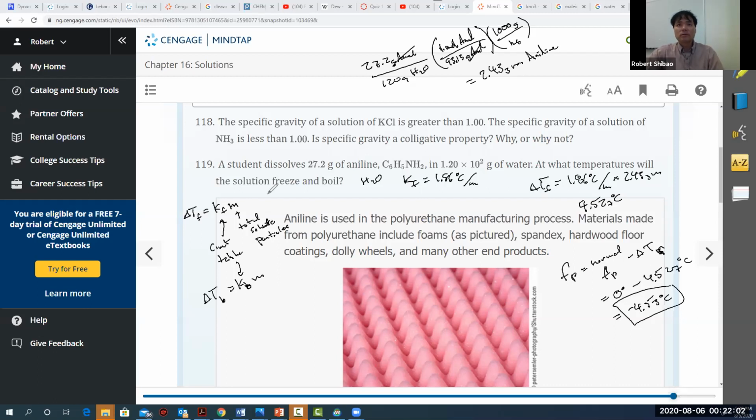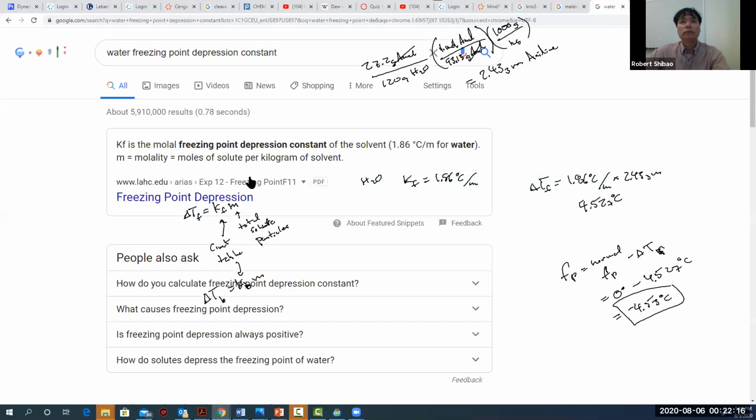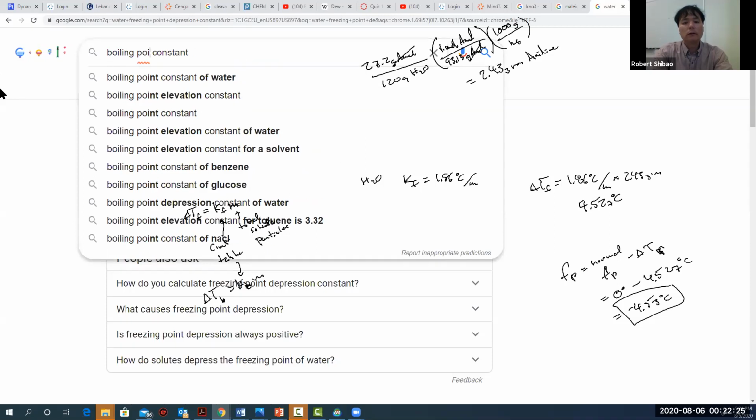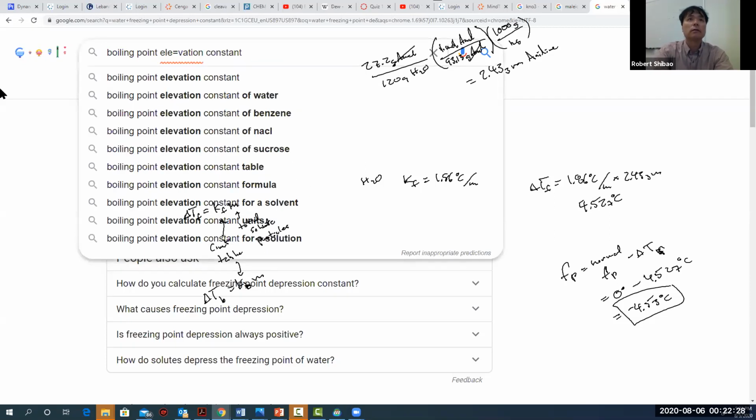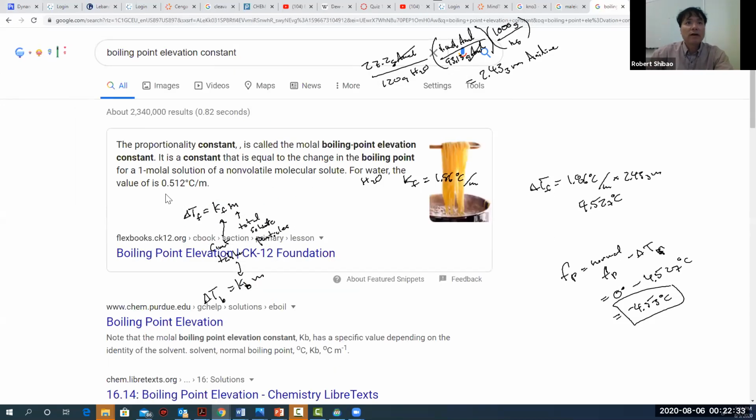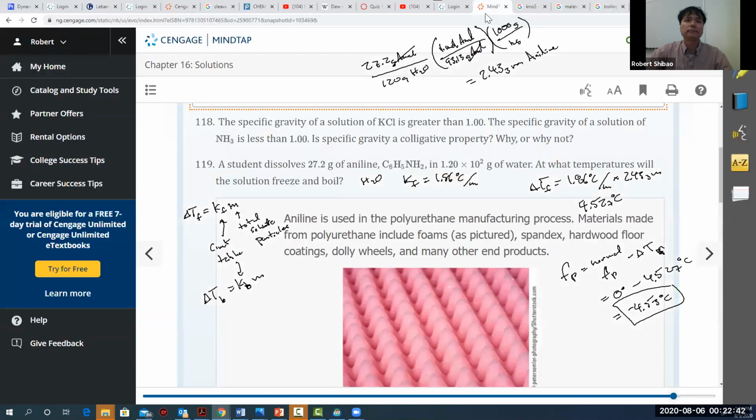Okay, what temperature will this boil at? We'll need to find K_B, the boiling point elevation constant. Let me look that up. It should be in your book, but I didn't see it in your book for some reason. The boiling point elevation constant is 0.512 degrees C per molal.